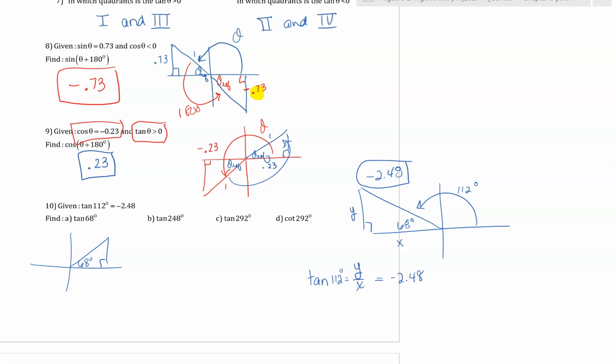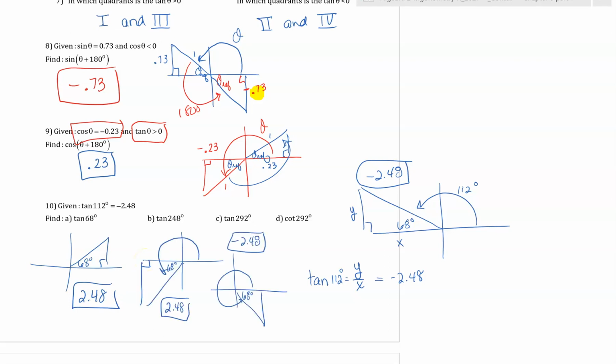We knew that in quadrant 2, the tangent of 112 was opposite over adjacent, and we got negative 2.48. Notice the tangent would have to be positive in quadrant 1, so you would say positive 2.48. Go ahead and pause the video and try B and C. All right, for part B, 248 degrees is in quadrant 3, so the tangent is positive. And in quadrant 4, for part C, the tangent is negative, so negative 2.48.